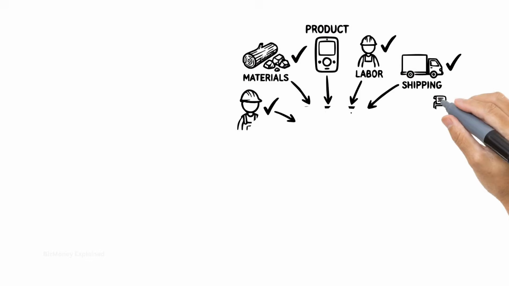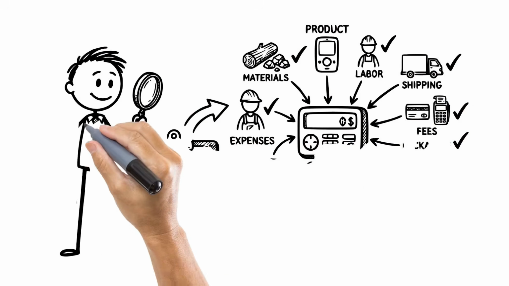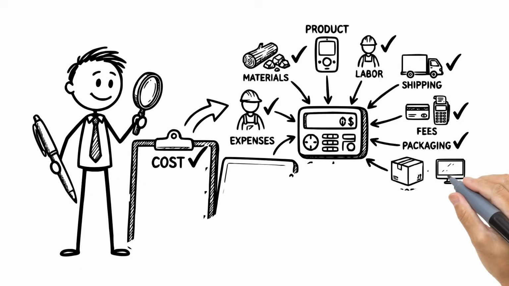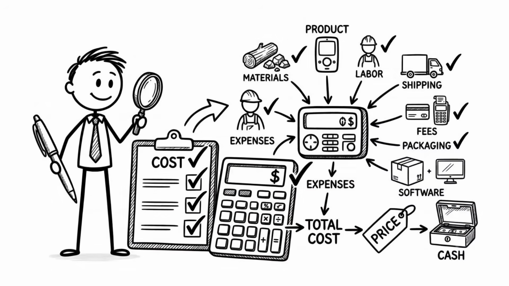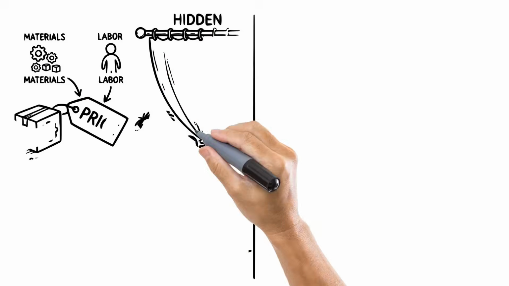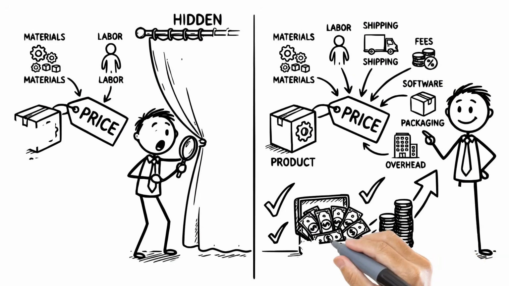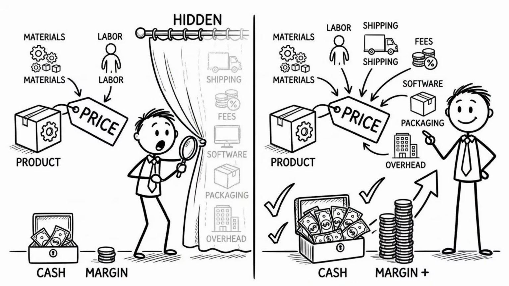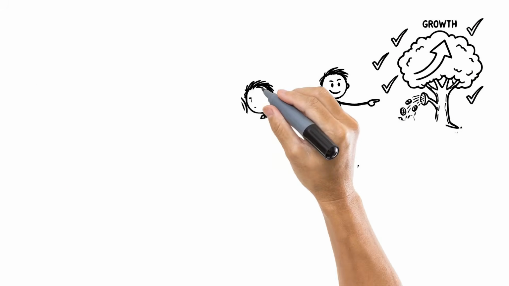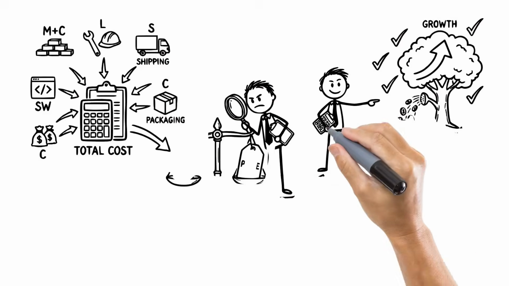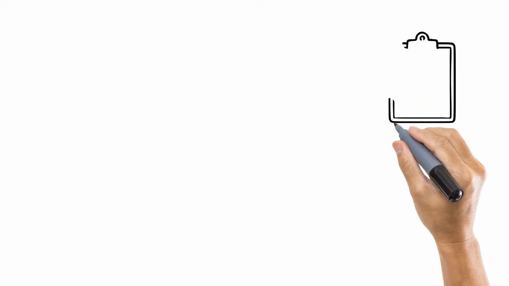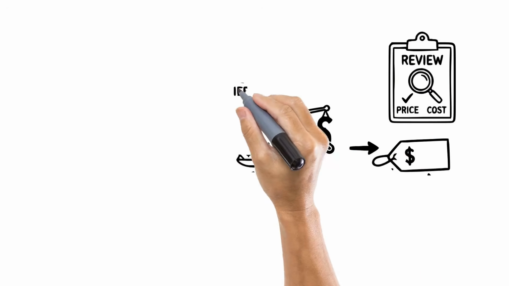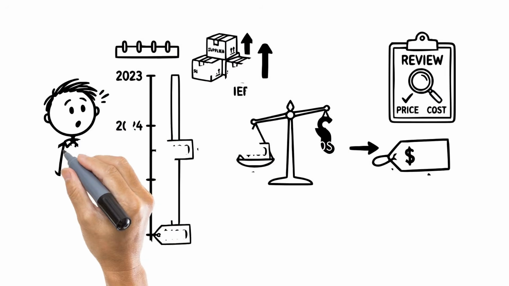Start by calculating the true cost of delivering your product or service. Include materials, labor, shipping, payment processing fees, packaging, software costs, and other operating expenses. Many businesses unknowingly underprice their products because they overlook indirect costs. Once you understand the complete cost, compare it with your selling price and determine whether your current margin is strong enough to support growth.